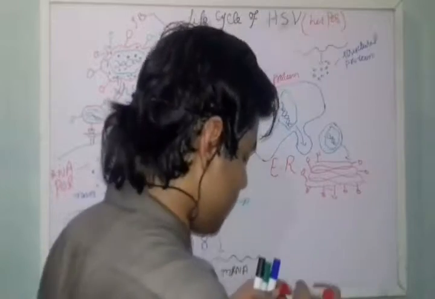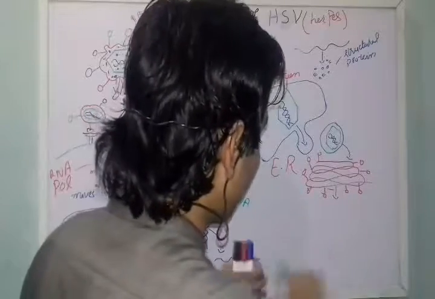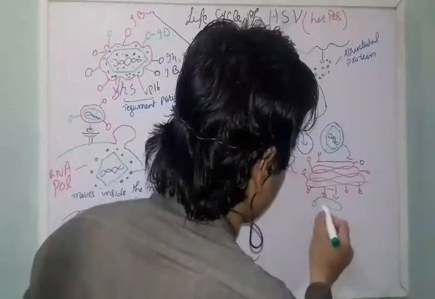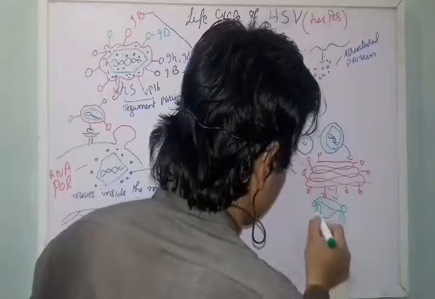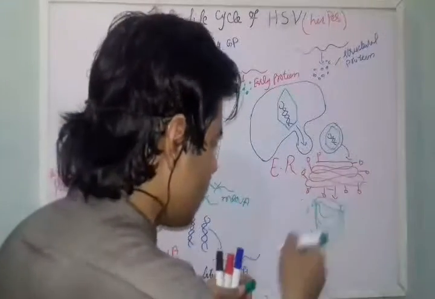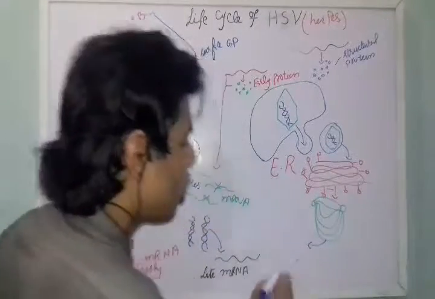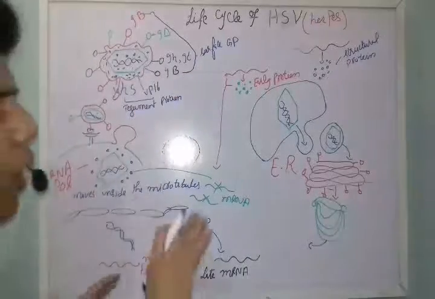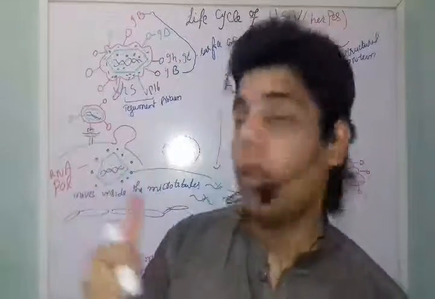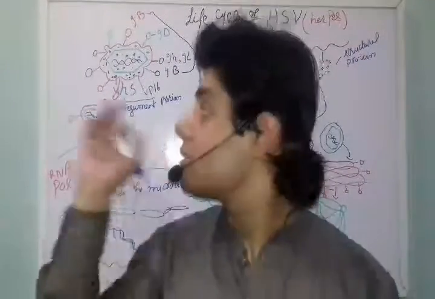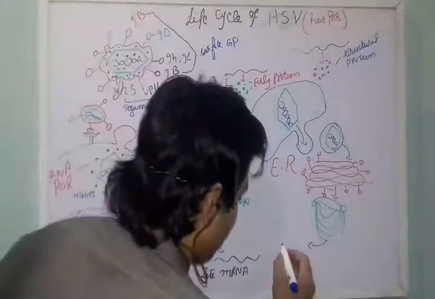Once the virus enters here and is released, the virus also passes through the Golgi bodies. Let's suppose this is the Golgi body. When the virus comes out from the Golgi body, we get this structure of virus. It means we get a complete, mature virus as required. The complete virus is now formed, and we call it progeny virus.